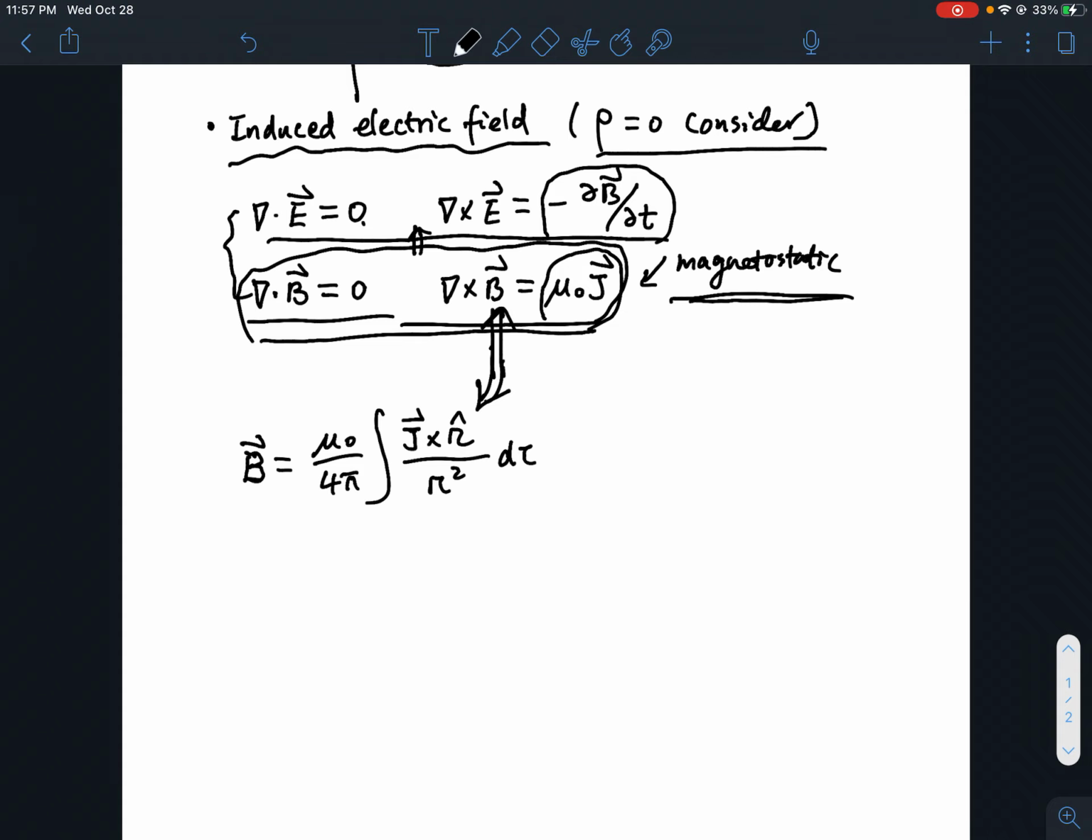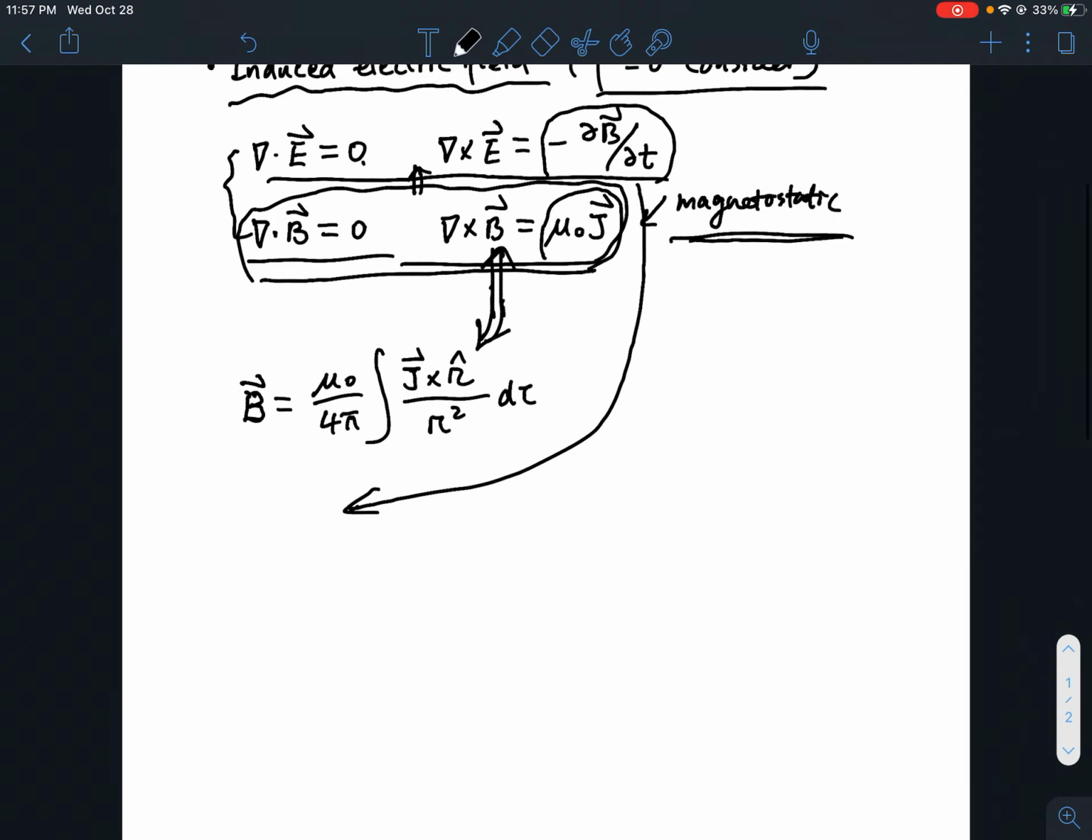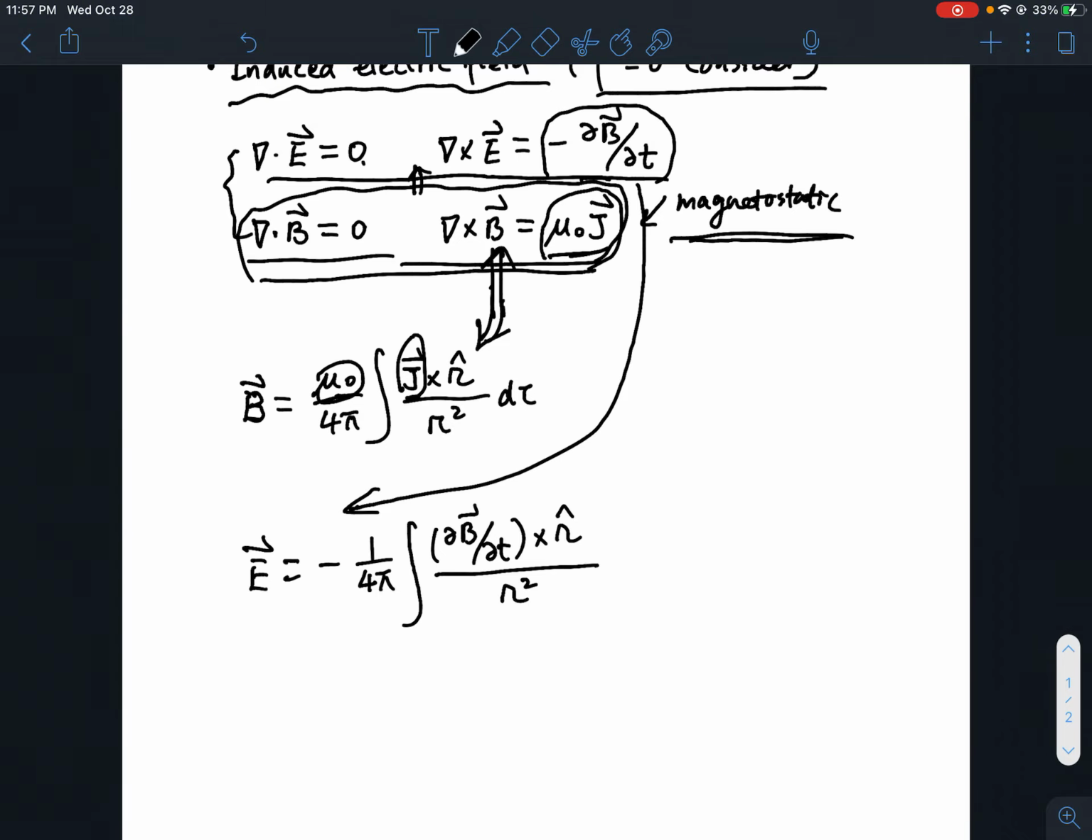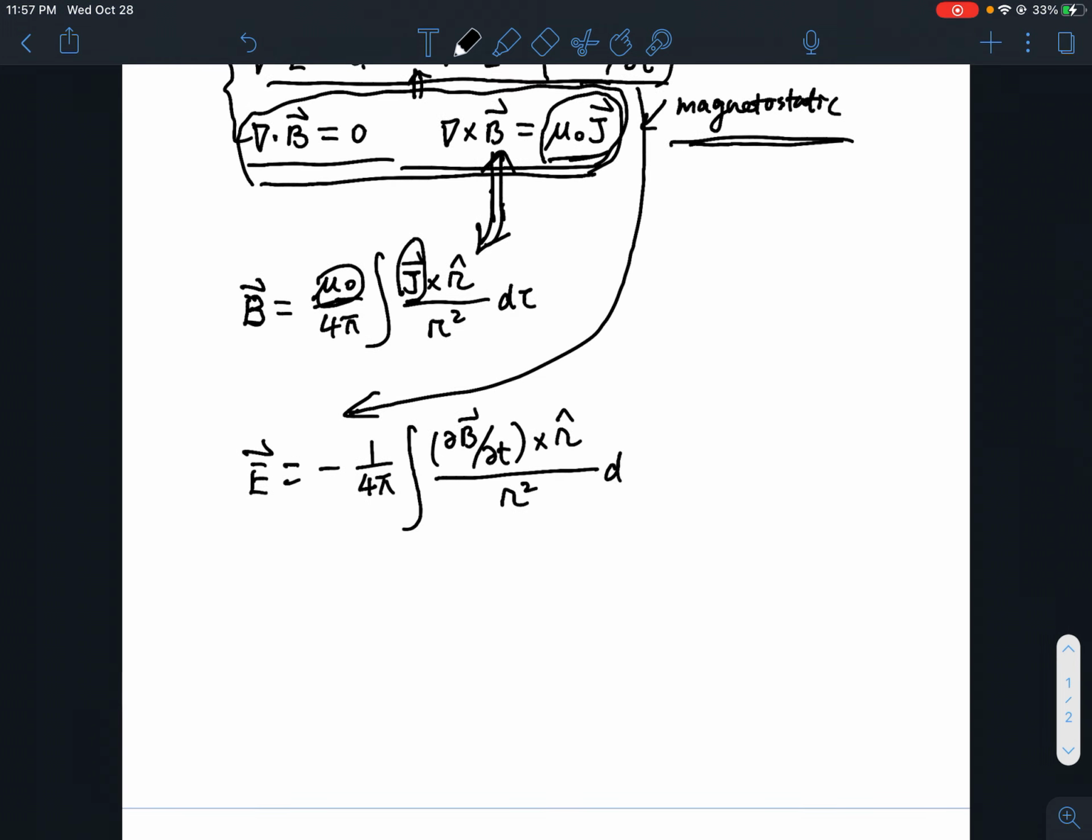So now what we do is we do exactly the same thing, because the equations are the same, except we just need to replace this mu 0 J with this minus partial B over partial t. Because there is a minus sign here, mu 0 and J will be replaced by this partial B over partial t, cross this direction, over the distance squared, and then d tau. So that is what we have.